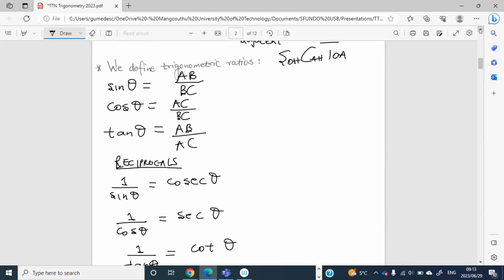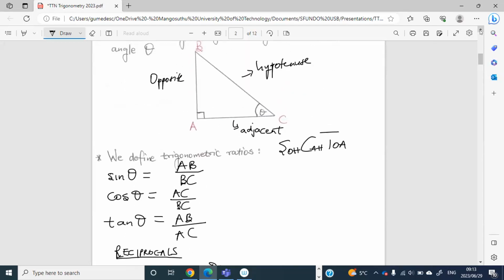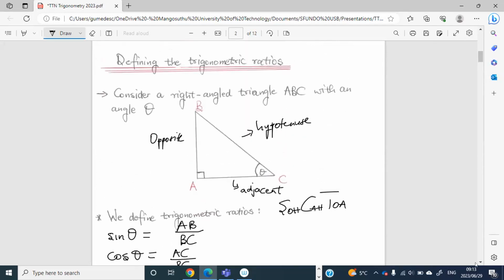So these are basic trigonometric ratios. But of course, if you know how to define sine in terms of opposite over hypotenuse, then cosec should be hypotenuse over opposite. Same thing as cos theta, if it is adjacent over hypotenuse, it means sec theta will be hypotenuse over adjacent. So I thought it's better to start with that.